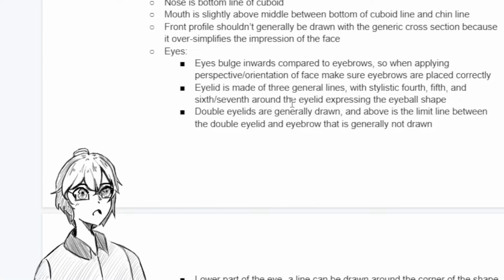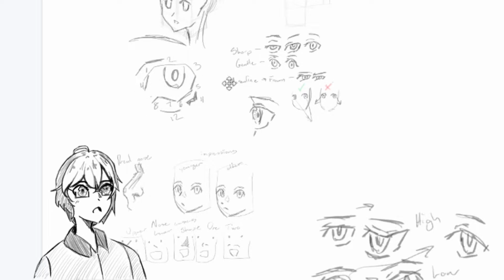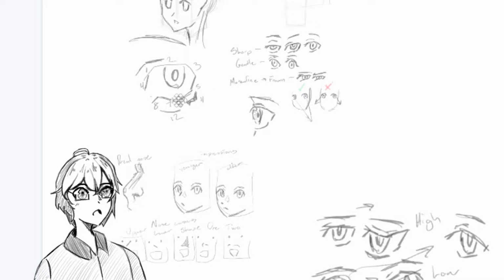And then the eyelid is made of 3 general lines with a stylistic 4th, 5th, and a 6th and 7th around the eyelid that express the eyeball shape. So this is mainly what I mean by this statement. The 1, 2, and 3 are the general bases you're going to draw for your eye, no matter the style that you're in. And then these, the 4, the 5, the 6, and the 7, as well as the 8, are all going to be stylistic, depending on how realistic you want your style to be.